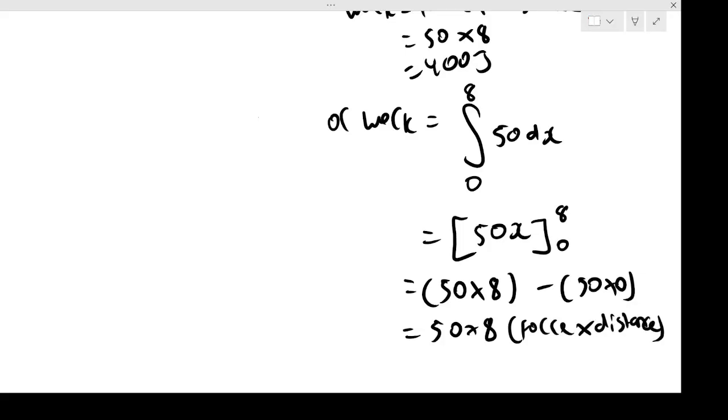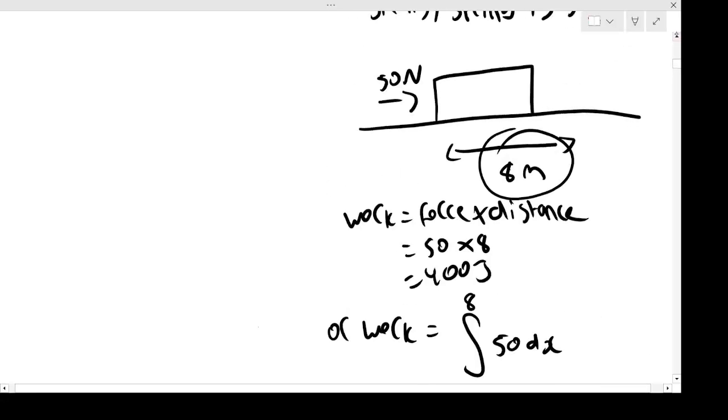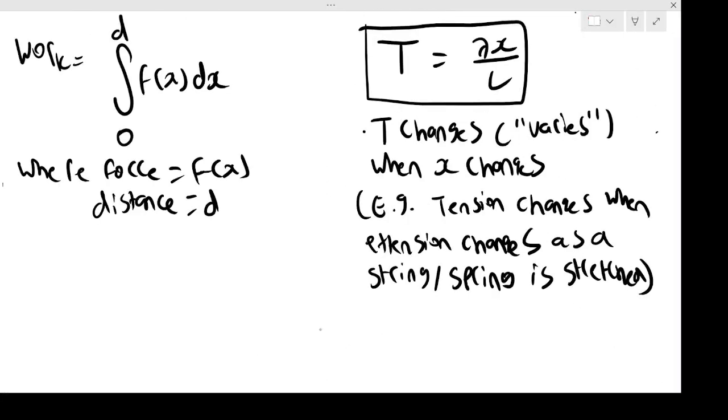And so we get the same answer of 400, okay? So there we are. That's just how that sort of equation works, okay? So now we're going to use this to specifically work out the work of the force in the spring, so the work of this force T.